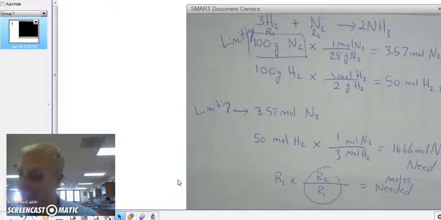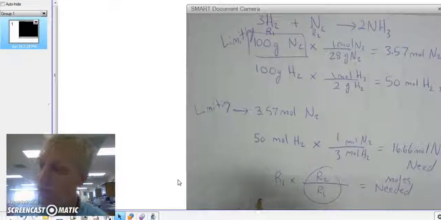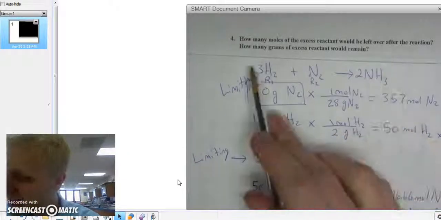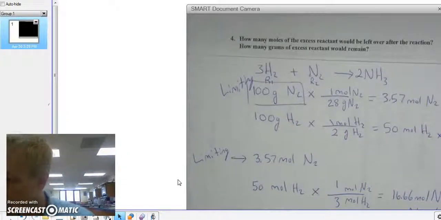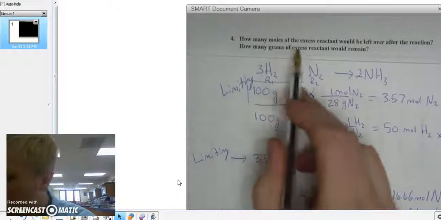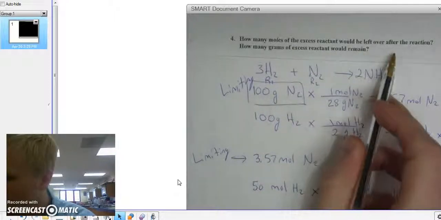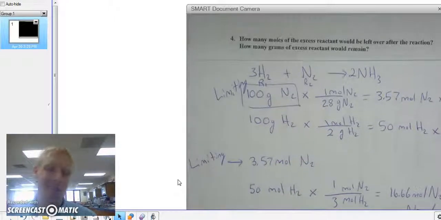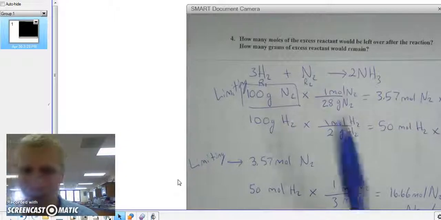Alright, and that is how you solve a limiting reactant problem. But if we want to go back and answer the question, it says how many grams, how many moles of excess reactant would be left over after the reaction. We're going to get that next in a different video, so the video is not too long.